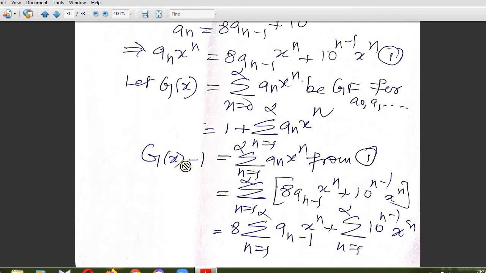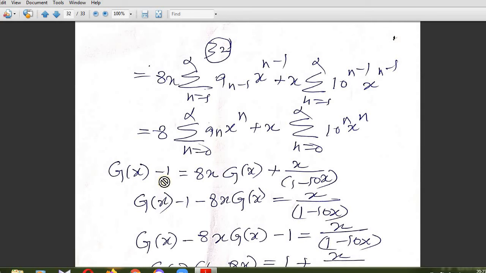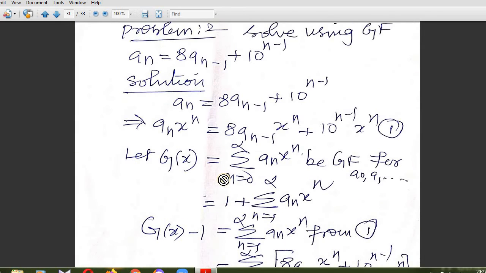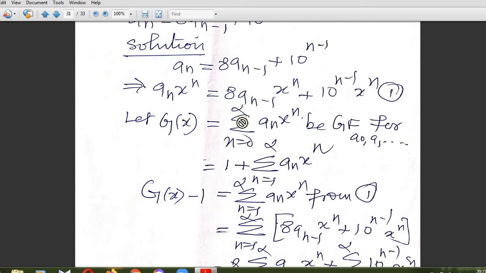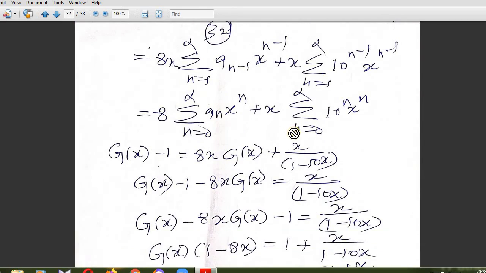Now what is g of x? Look at that. g of x minus 1 equals 8x into g of x. Go back and see: g of x is equal to summation n tends to 0 to infinity a n x power n. So substitute that value here. So g of x minus 1 is equal to 8 into x; x is missing here, you add that x here.